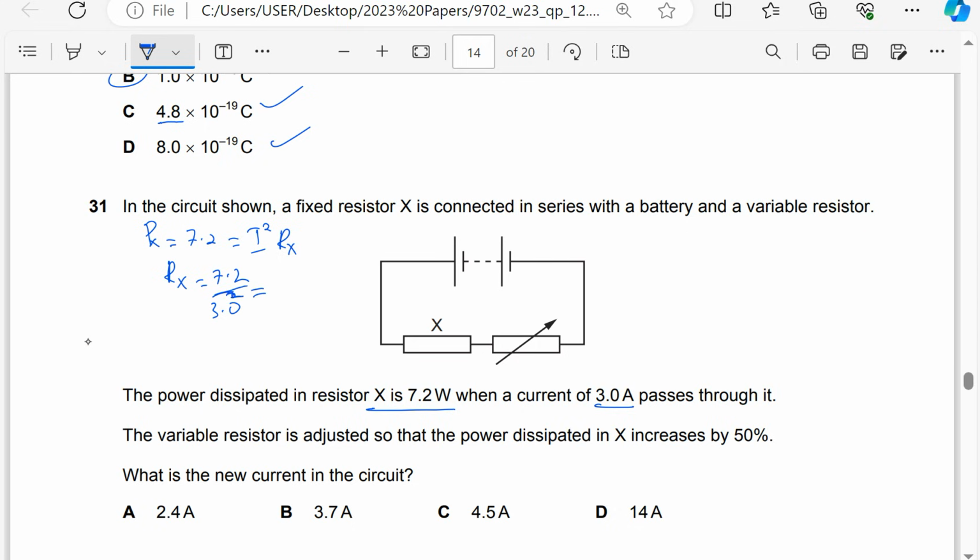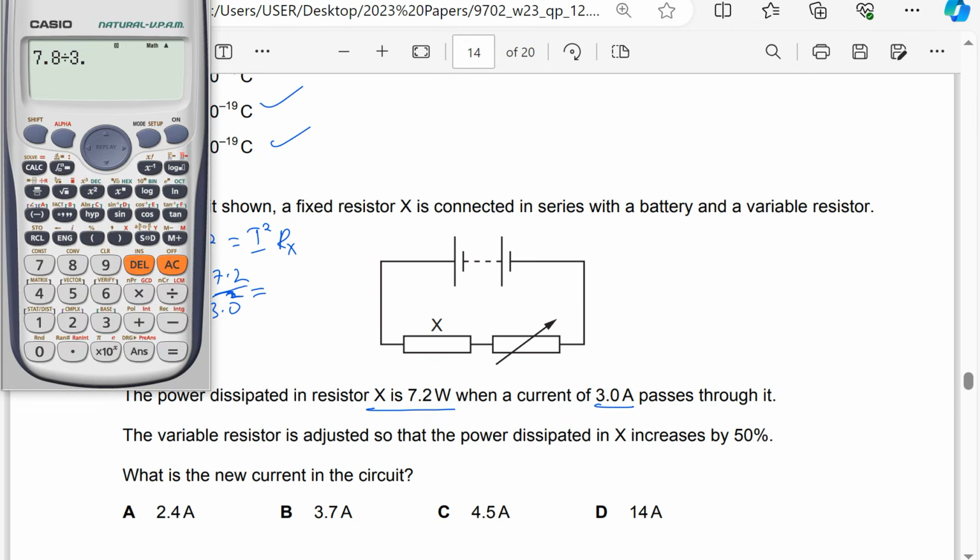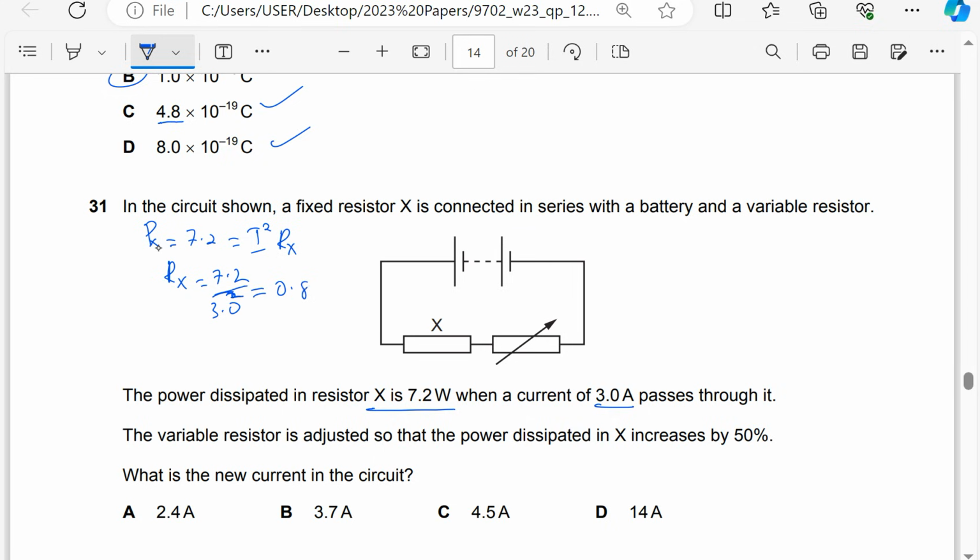7.2 divided by 3 squared. So divide by 3 squared. What is this? 7.2 divided by 3 squared. I think that is 0.8. So this is 0.8 ohms. That is the resistance of X. So this is 0.8 ohms and it is fixed.